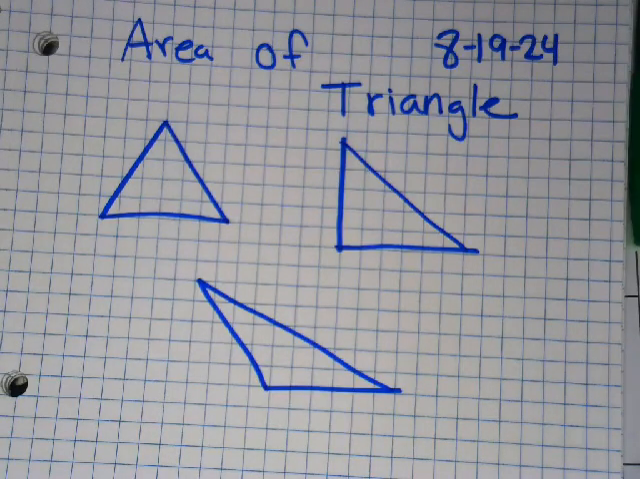Does anybody know what we call the second triangle? What kind of special triangle? Right triangle? Very good, a right triangle. Does anybody know what we call the last triangle? I should just go on. They're good. They're ready.